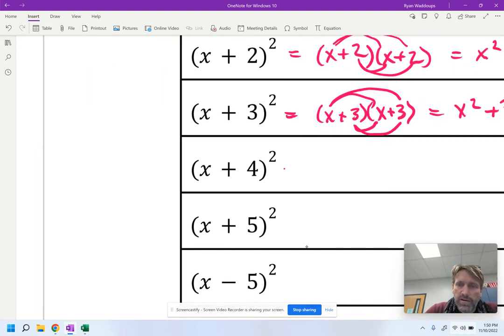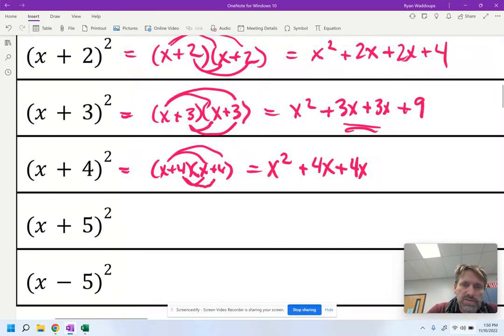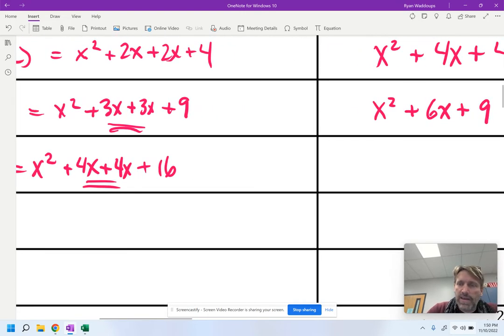Moving right along, x plus 4 squared is x plus 4 times x plus 4. And x times x is x squared, and x times 4 is 4x, and 4 times x is also 4x, and 4 times 4 is 16. When I combine these that are like terms, I get x squared plus 4x and 4x is 8x plus 16.